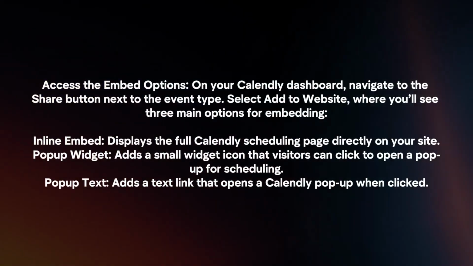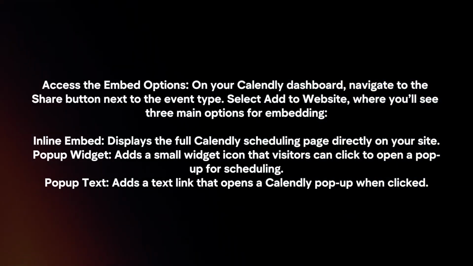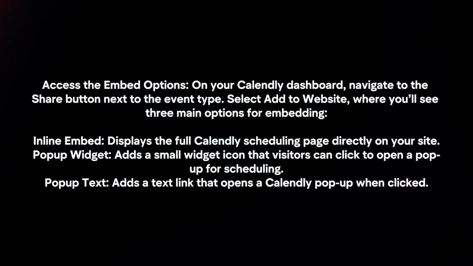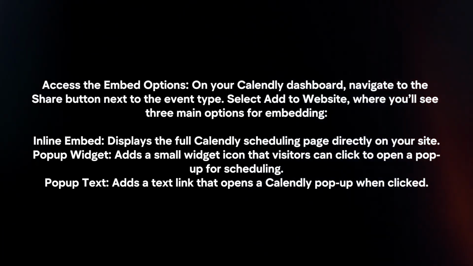Inline Embed displays the full Calendly scheduling page directly on your site. Pop-up widget adds a small widget icon that visitors can click to open a pop-up for scheduling. Pop-up text adds a text link that opens a Calendly pop-up when clicked.